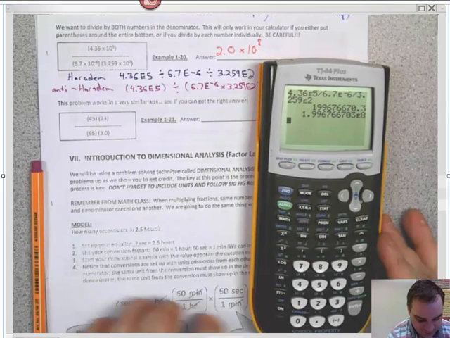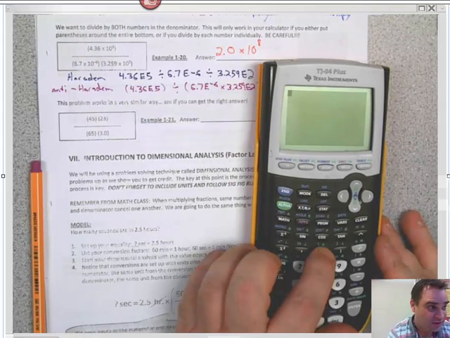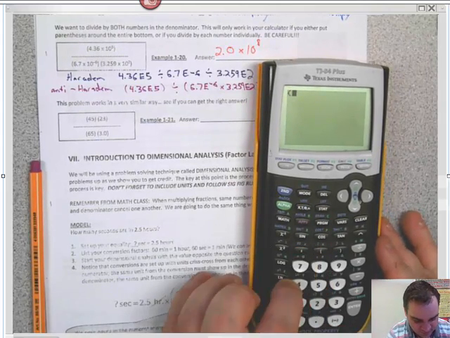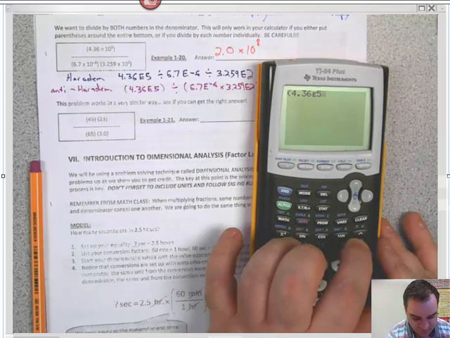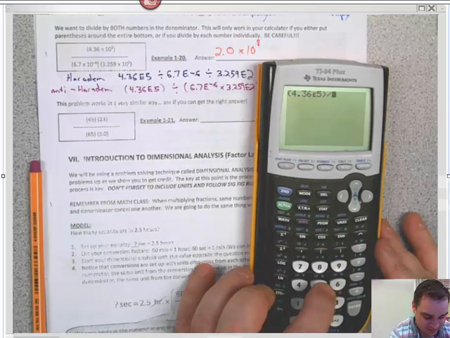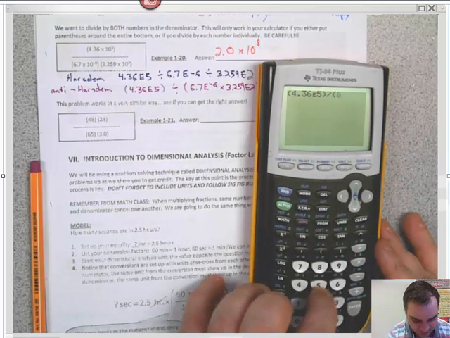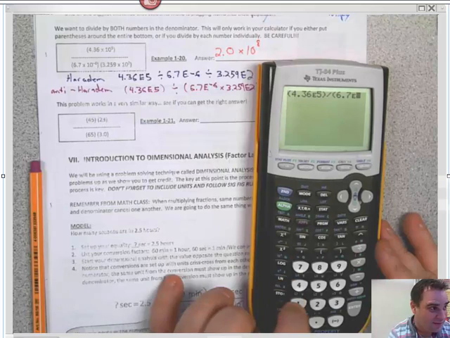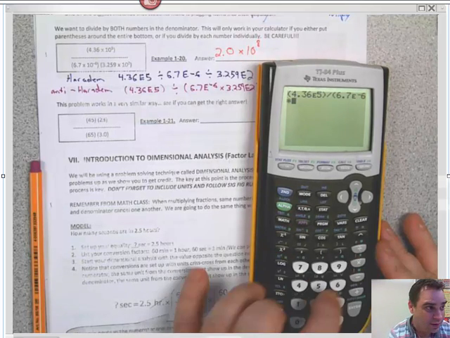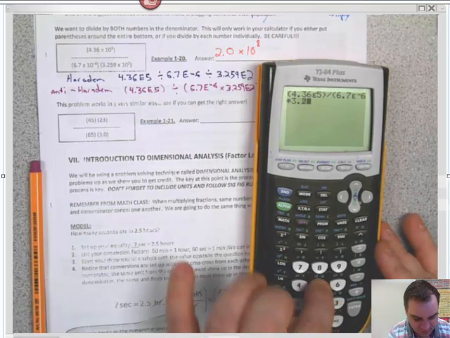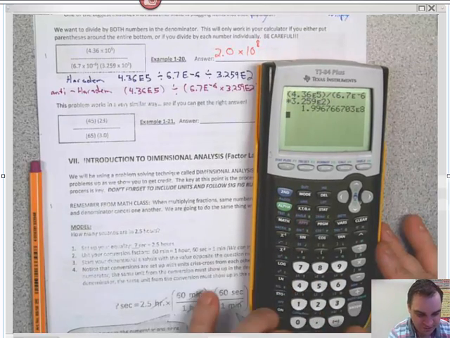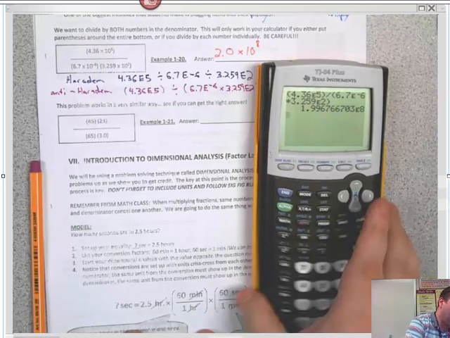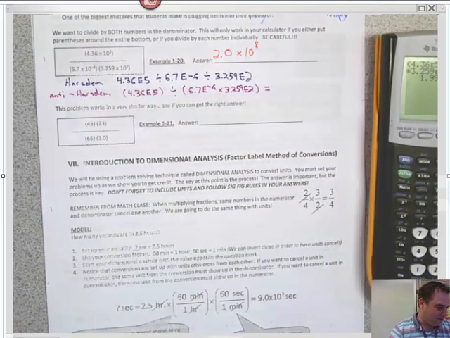Let's see if I get the same answer really quick here. Parentheses 4.36 second E5 close parentheses divided by, because half the time when I do this, I forget the parentheses, 6.7 E negative 6 times 3.259 second E2. Oh, you get the same answer. Go figure.